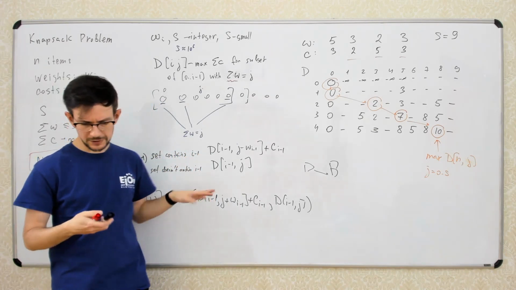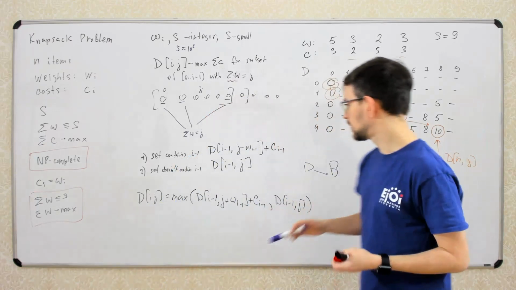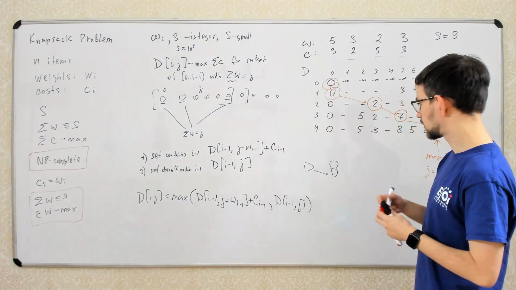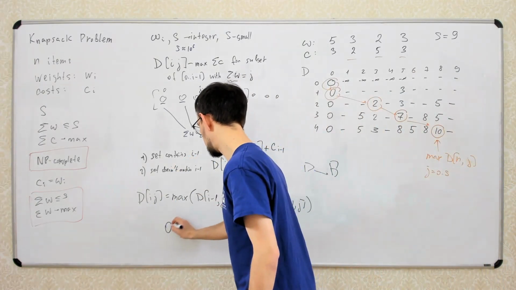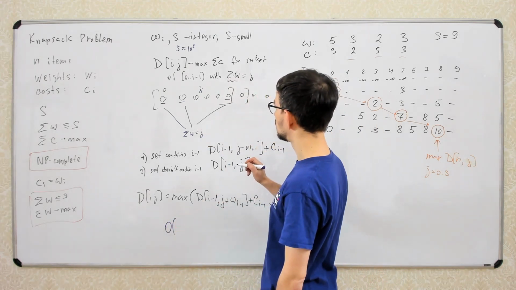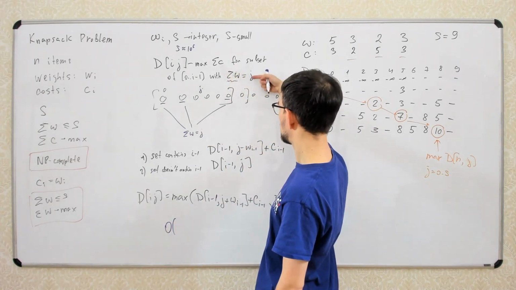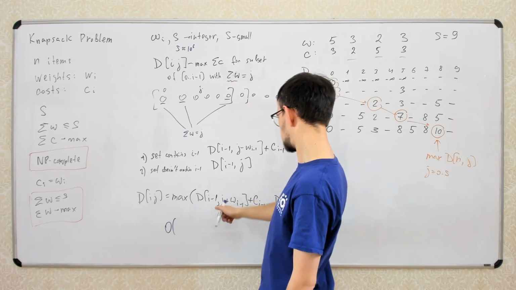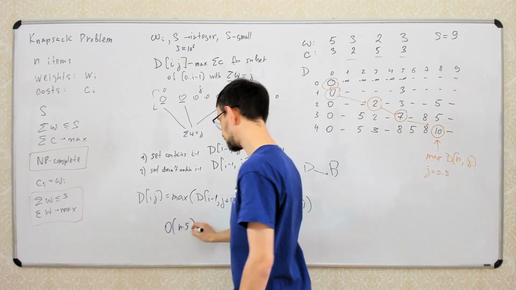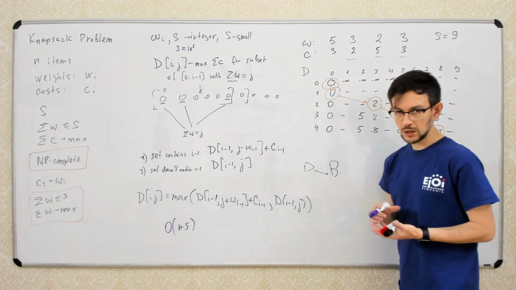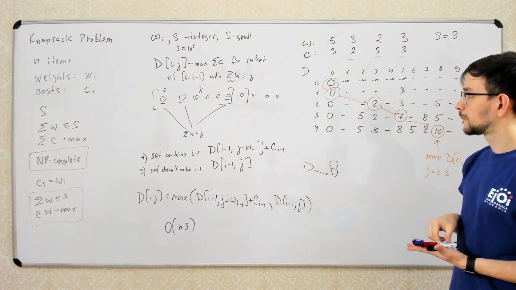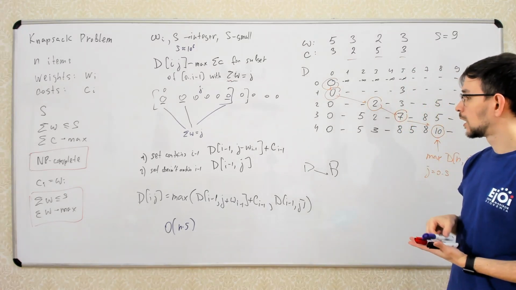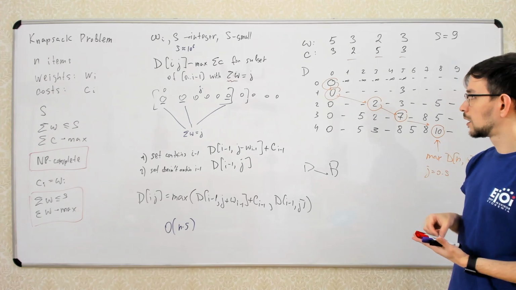And if s is a small integer, it will be good enough. Let's calculate time complexity. The time complexity will be something like, we just go over this array and calculate in constant time, right? So it will be n multiplied by s. That's all. Cool.